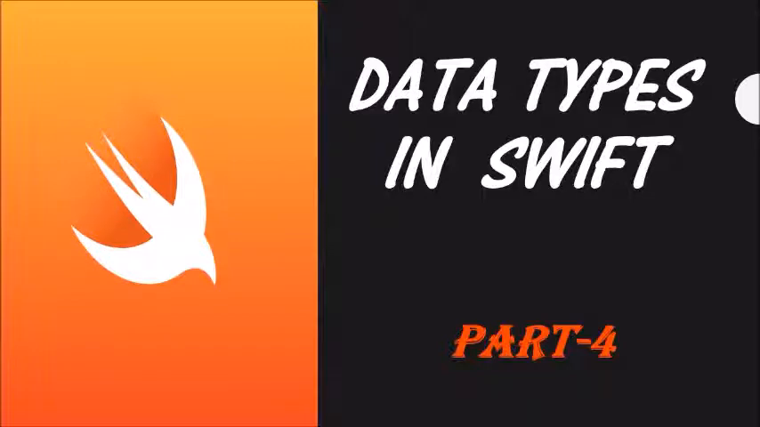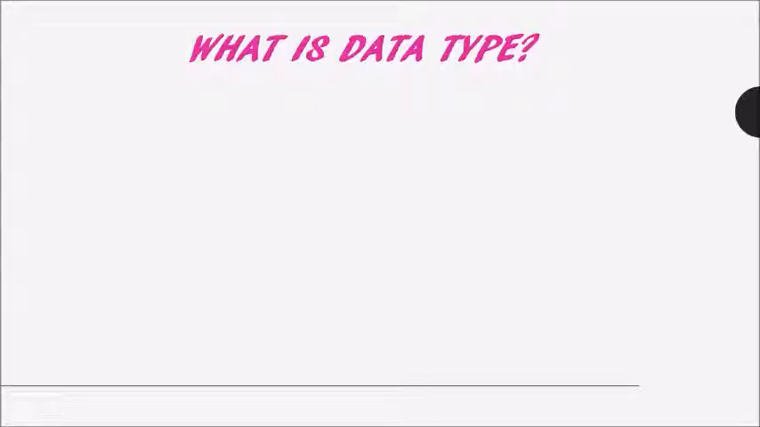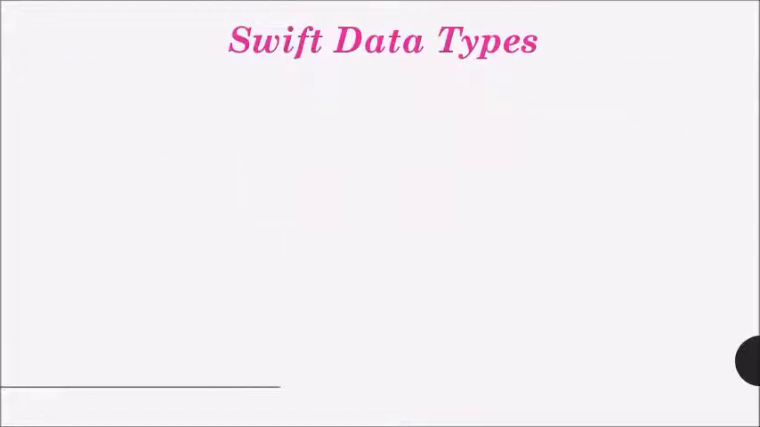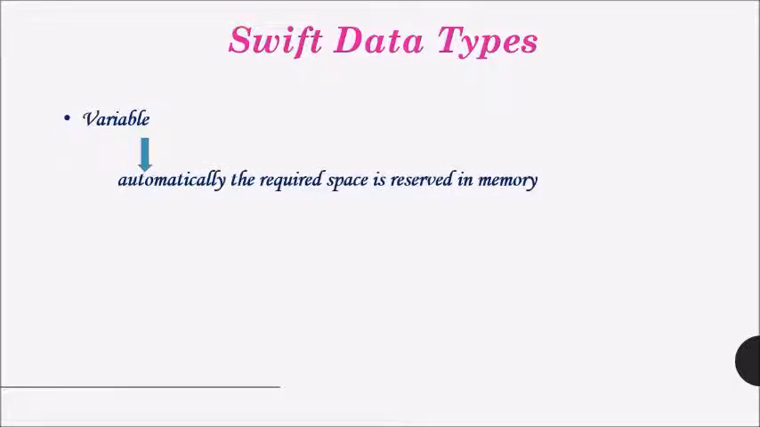In this session we are going to discuss basic data types in Swift programming language. What's a data type? It's just a way in a computer to store and act upon data. Generally in computer programming languages we use data types to store and manipulate data in a variable based on the type of data. Whenever we create a variable in Swift, the required space is automatically reserved in memory for that variable.